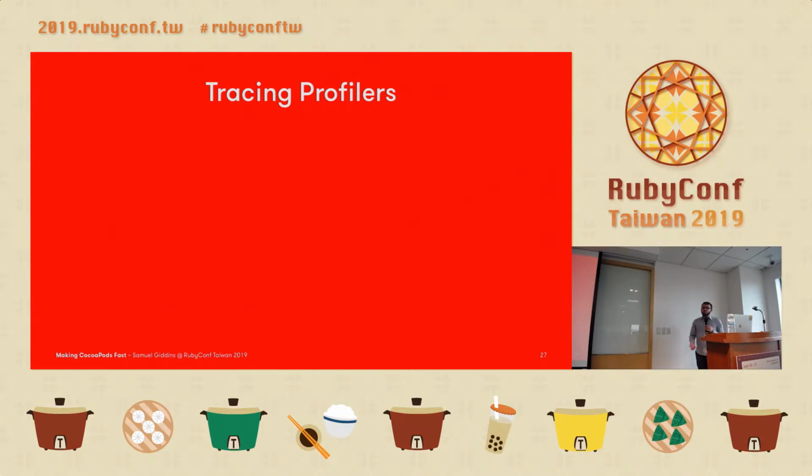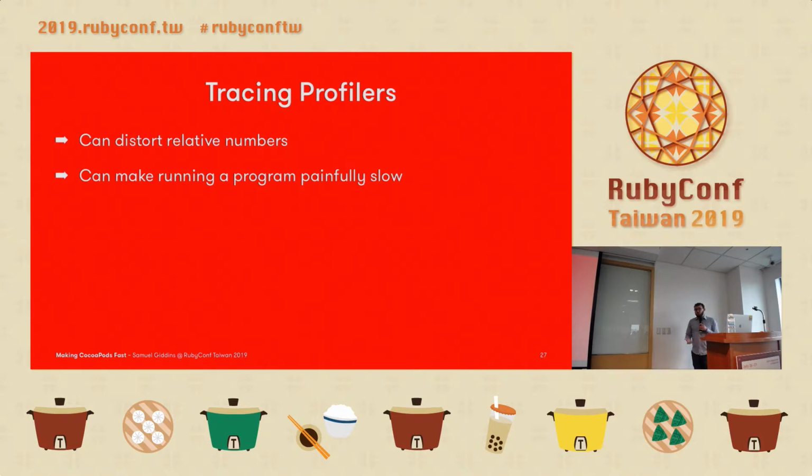But there are some problems with using tracing profilers. One of them is they can distort relative numbers. So if you have really, really deep call stacks, the overhead of the tracing will get added into things higher and higher up the call stack. So if all you're doing is performing a bunch of addition of integers, hooking that method is actually going to take longer than adding the two numbers. Going along with that distortion is tracing profilers can just make running a program really painfully slow.